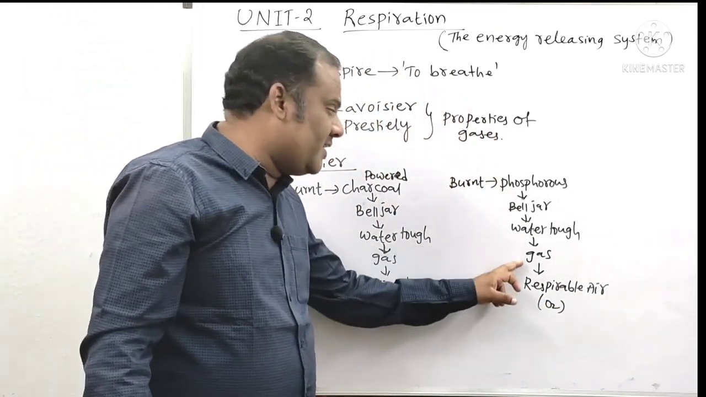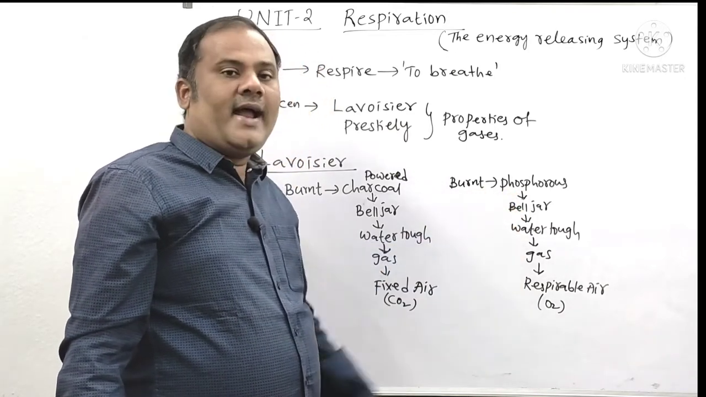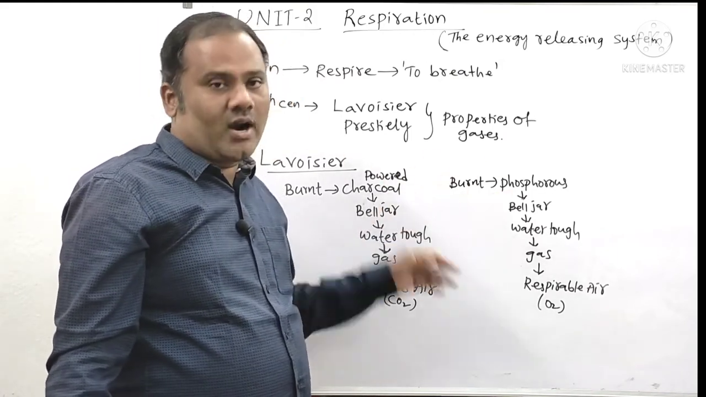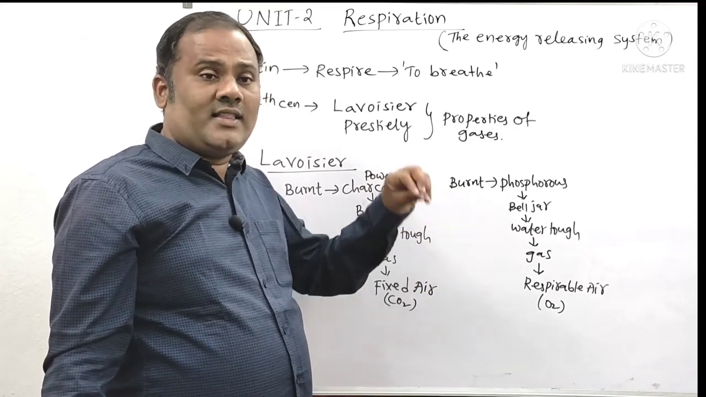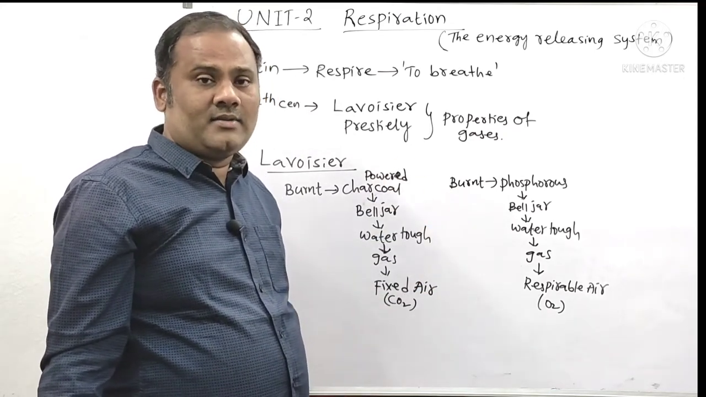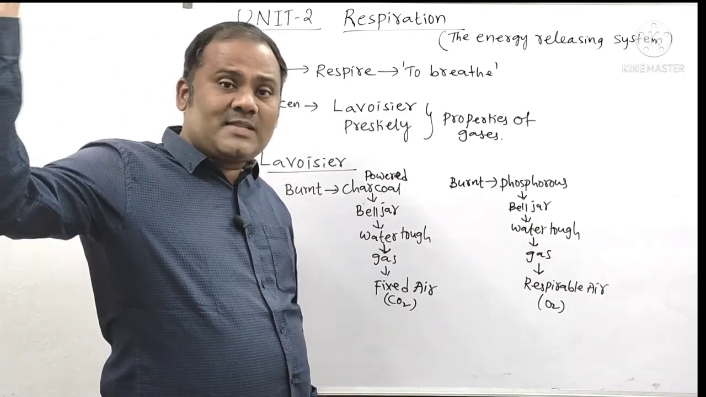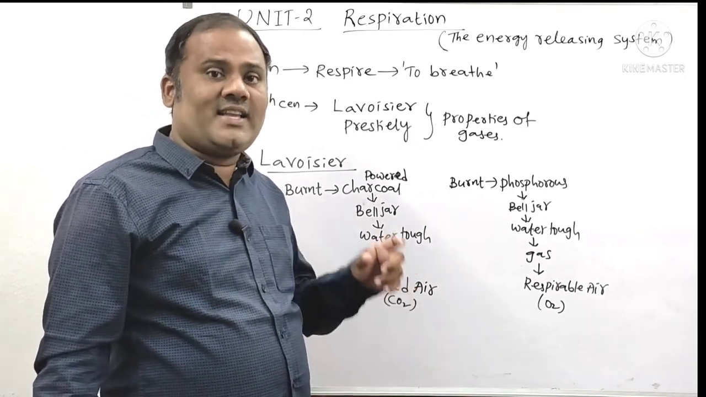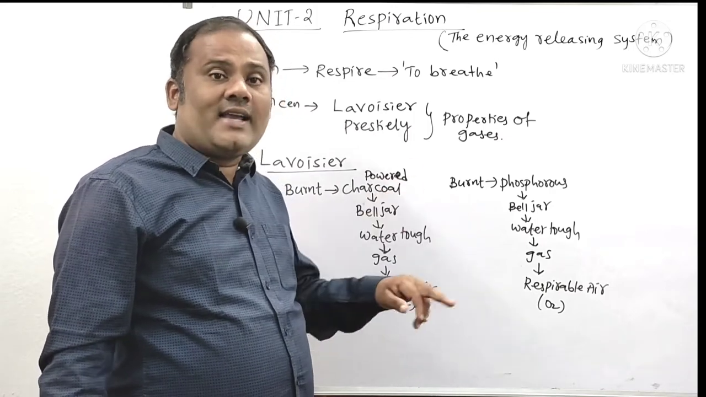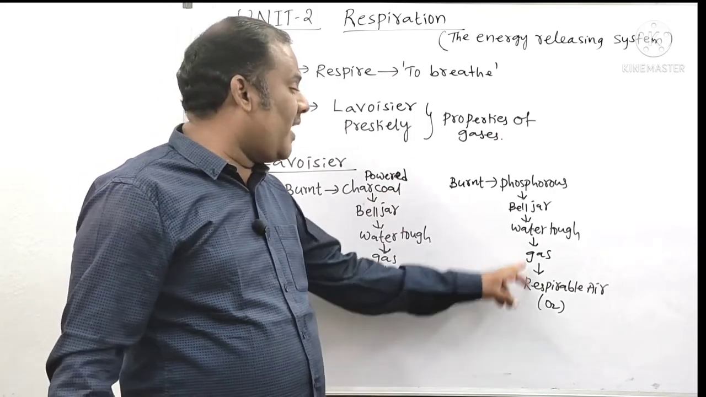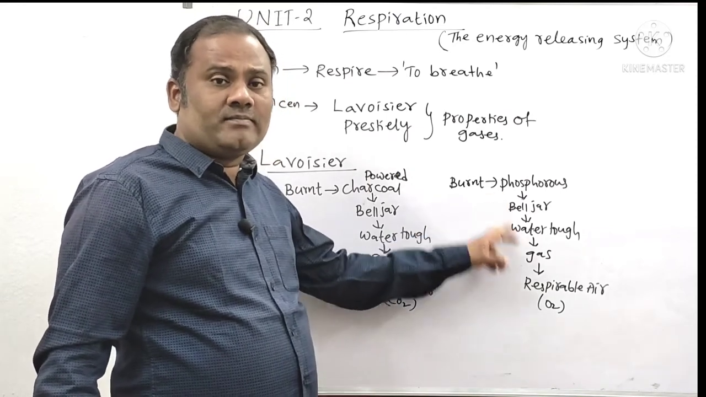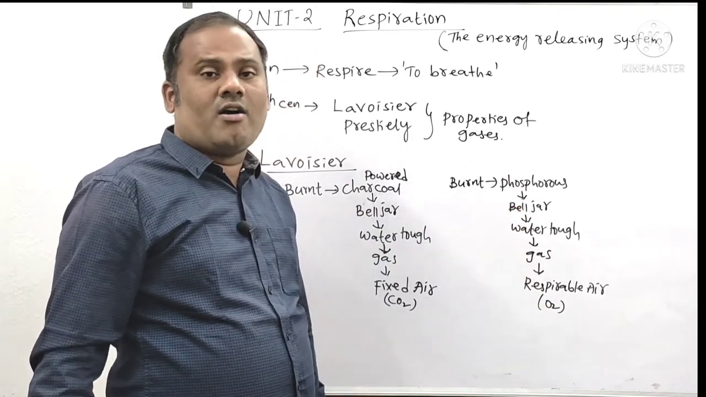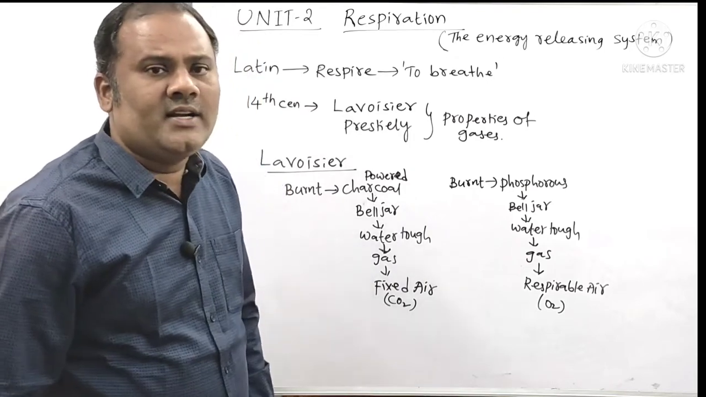O2. See, when the phosphorus is burned, for its burning it did not utilize the water vapor or moisture present inside that bell jar. But a certain gas, a component present in the air which is elastic in nature, that gas was useful for the burning of this phosphorus. And that gas, what is it called? Oxygen. In that way, oxygen was discovered by him.